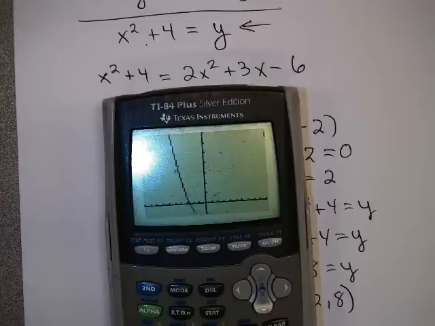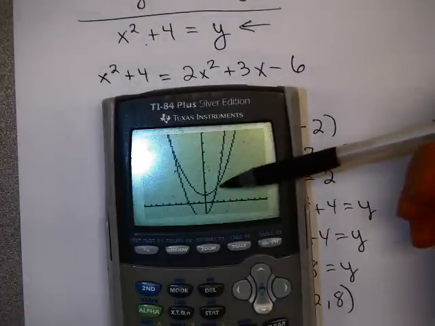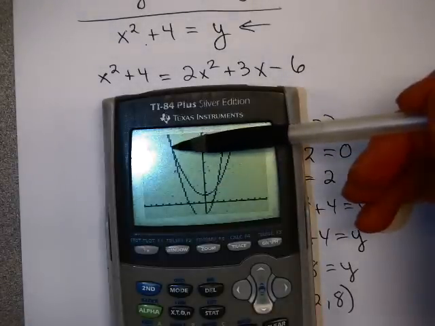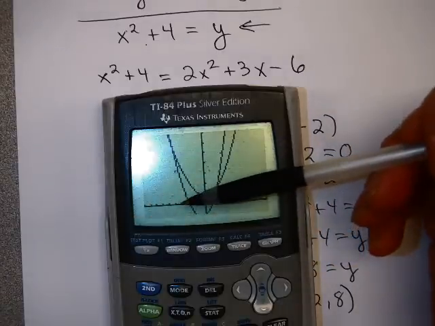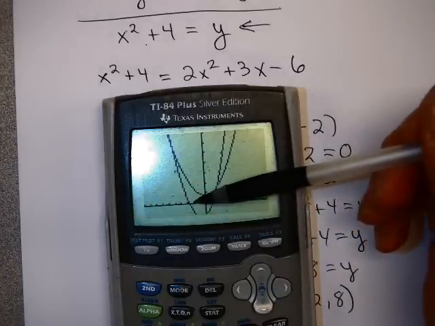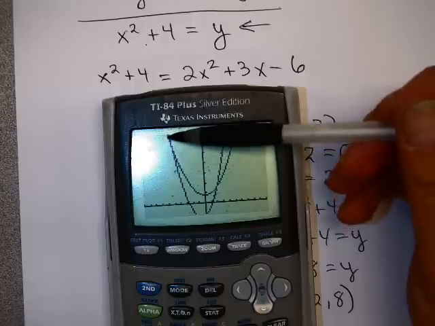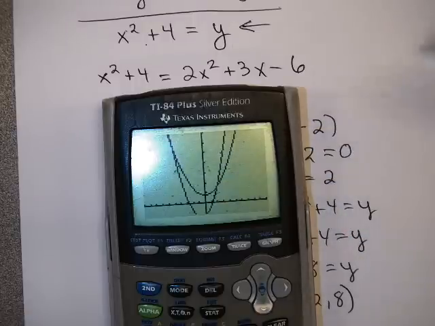If I draw a graph, there's my first parabola, there's my second, and you can see there's a point of intersection here, and if you look closely, there's a point of intersection here. So I've got 2 points of intersection. One looks like it's about at negative 5, and the other one looks like it's about at 2.